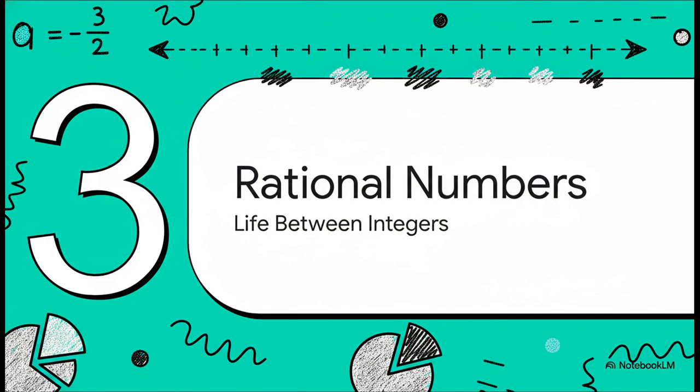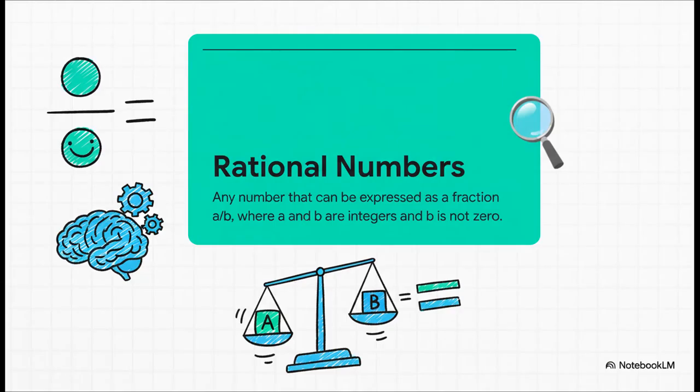Okay, so our number line is looking a lot more complete. We've got all the whole number signposts marked out. But what about all that empty space in between the signposts? I mean, where does a number like 1.5 live? Or 2/3? This brings us to our next and much bigger family, the rational numbers. The secret to understanding them is right there in the name, ratio. If you can write a number as a ratio of two integers, in other words, a simple fraction, then it's a rational number. That's the only rule.